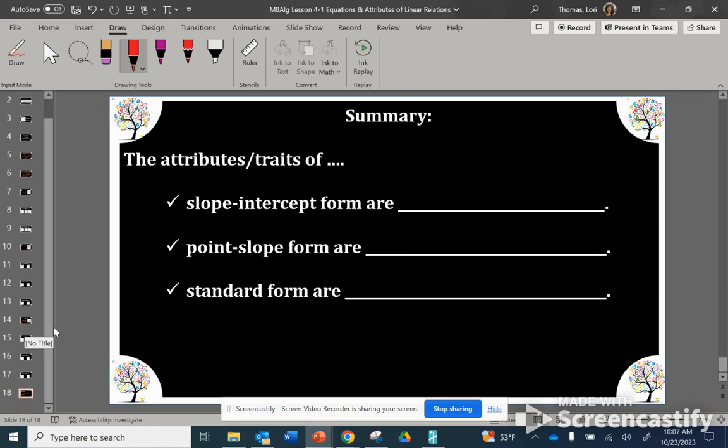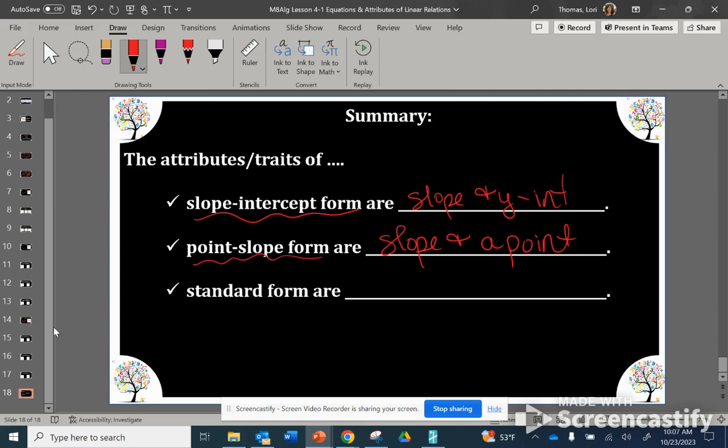So in summary, the attributes or traits of slope-intercept form are: we can identify the slope and we can identify the y-intercept. Slope-intercept is used to graph easily. Point-slope form means we have the slope, or we can identify the slope between the 2 points, and we know 1 point on the graph. And that point is not the y-intercept. If we have the y-intercept, we're going to use slope-intercept. So point-slope is when you do not have the y-intercept coordinate.